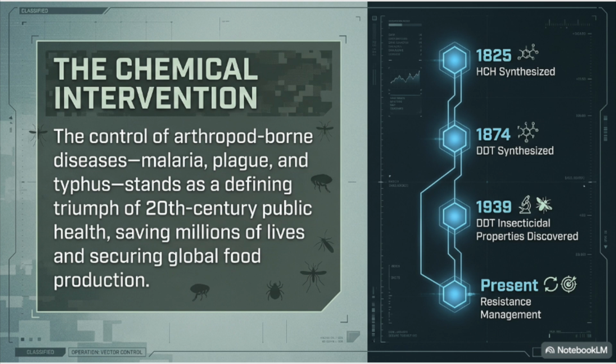Let us trace the timeline of this chemical intervention. HCH was synthesized in 1825. DDT was synthesized in 1874. But it was only in 1939 that the insecticidal properties of DDT were discovered. And in the present day, our focus has shifted to resistance management.